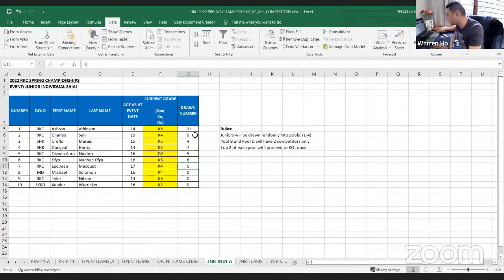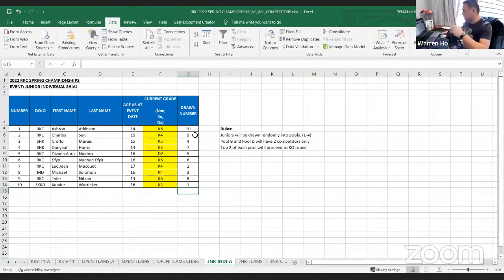Luke from the RKC Dojo, you're going to be number 2. Okay, Michael Solomon from the Mushin Dojo, you're going to be number 3. Okay. Tyler, you're from the RKC Dojo, you're going to be number 8, lucky number 8. And last but not least, Xander, you're going to be number 1. All right.